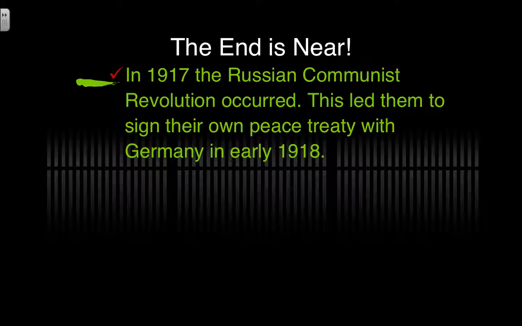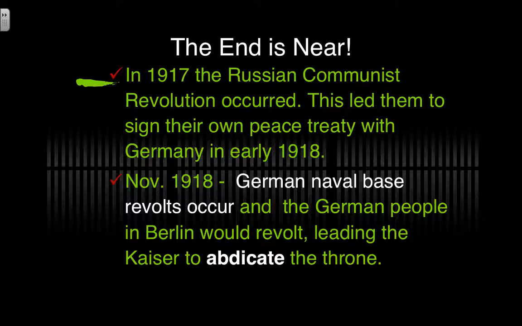The war comes to a close in 1917. We talked in our simulation about how the Russian Revolution was on the verge of taking place, and the Russians did experience the Communist Revolution during the war, and they dropped out of World War I, signed their own peace treaty with the Germans. German military forces began to revolt in November of 1918. There was a big revolt that took place on several German naval bases. Eventually, the revolt spread into the capital city of Berlin, and the ruler of Germany, Kaiser Wilhelm, was forced to abdicate or give up his throne.